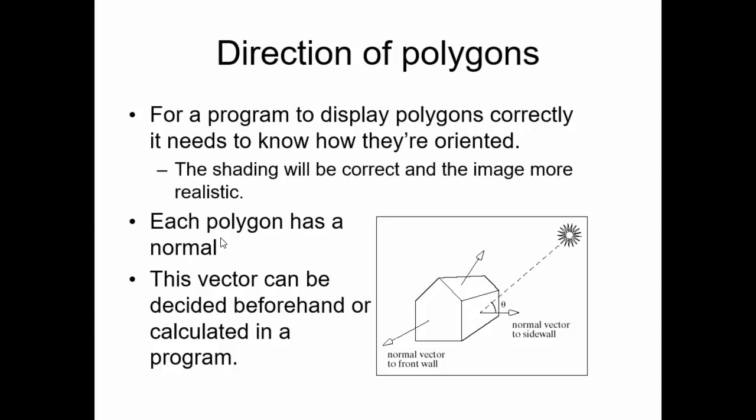So in this picture here, we're imagining each polygon to have a normal. So this house here would have 4, 5, 6 sides, 7 if we count the bottom as well, and each of those sides has its normal. And the normal is simply a vector which tells us which direction the polygon is facing, and we can calculate that fairly easily. But in most cases, when we're going to be reading files, the normals will already have been calculated and written into the file.